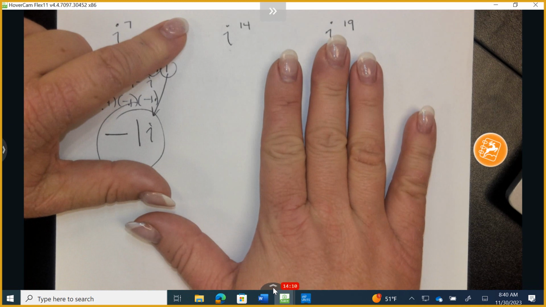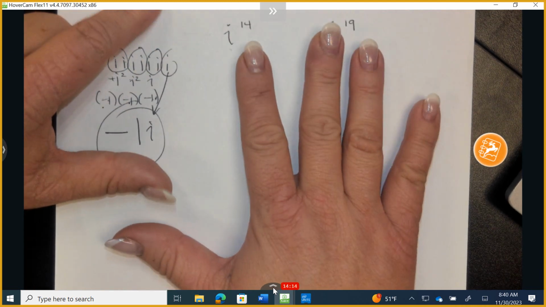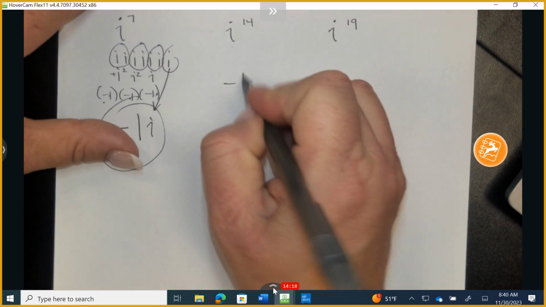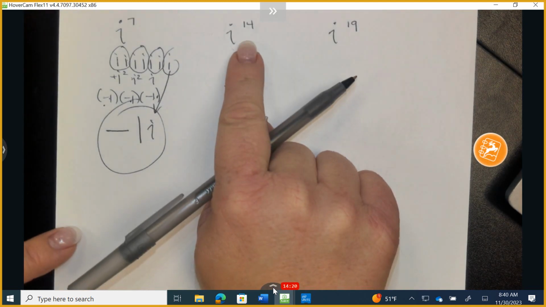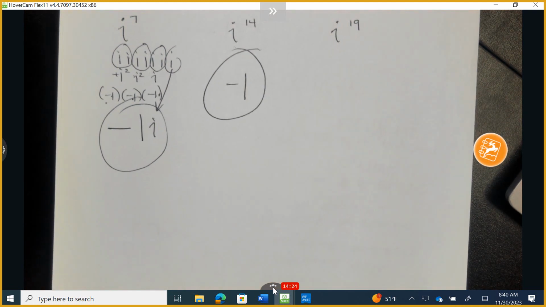How many groups of 2 do I have? How many pairs? 7. 7 is an odd number. What do odd numbers produce? This is negative 1. Is there a lonely i? No, because it's not odd. That problem's done.